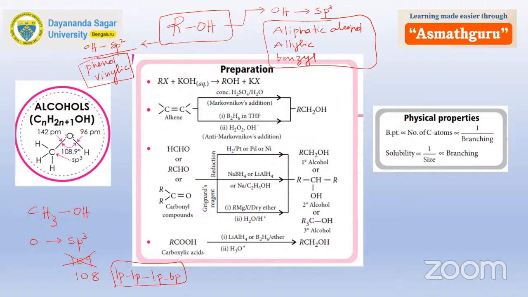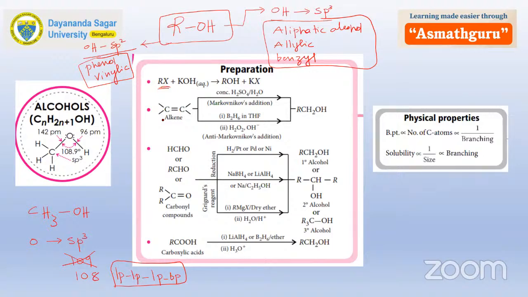And as you can see, the C-O bond length in alcohol is around 142 picometer, whereas the O-H bond length is 96 picometer. This is the structural aspect of alcohol. Coming to the preparation of alcohols, we can prepare alcohol by treating an alkyl halide, RX, with KOH, a nucleophilic substitution reaction, to form an alcohol. You can also prepare it from a hydrocarbon, that is, from an alkene. There are two ways: either by Markovnikov or by anti-Markovnikov addition.